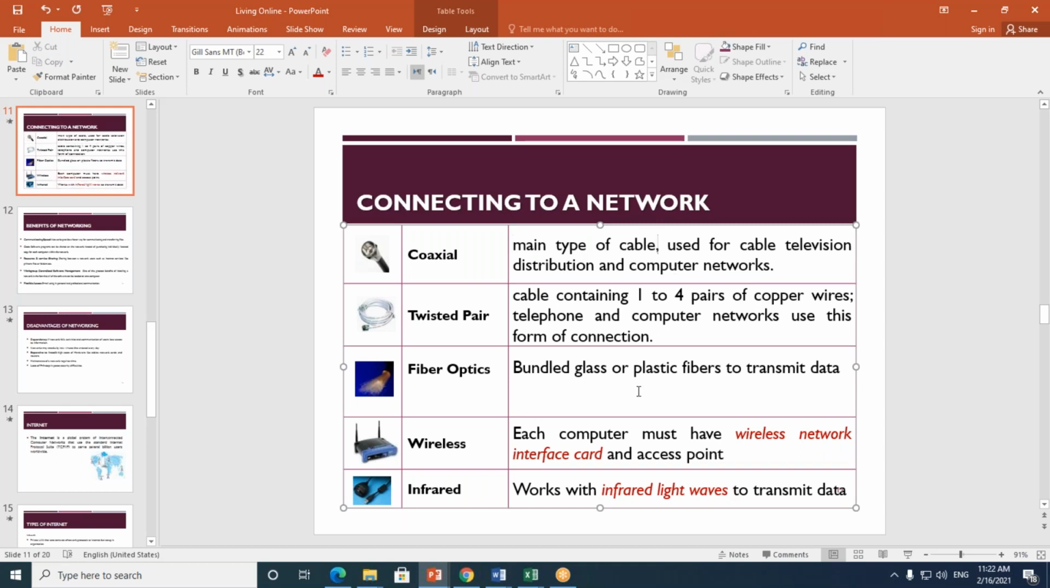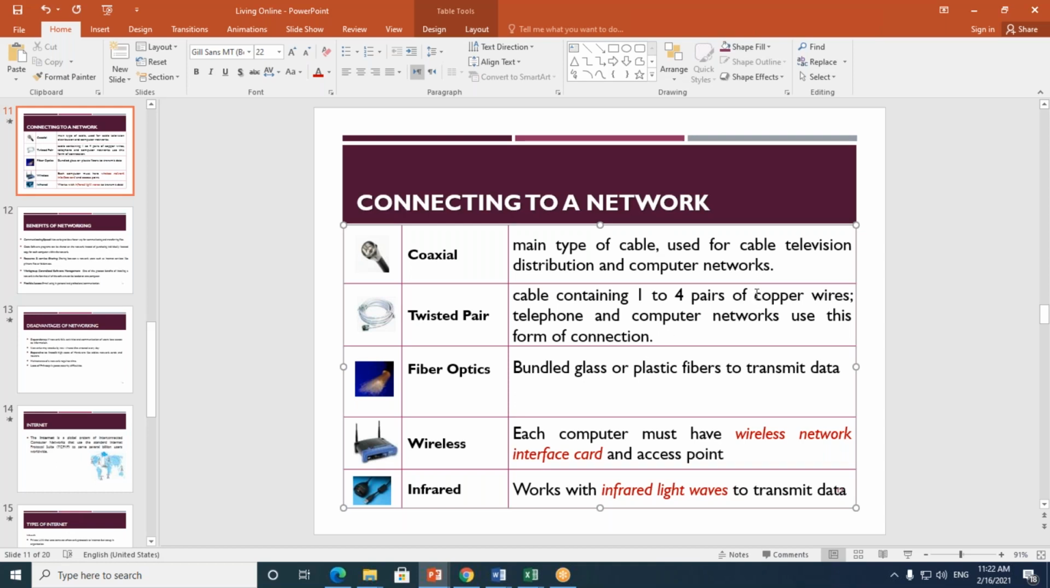Matching plus gives you the definition. It is the main type of cable used for cable television distribution and computer networks. Who is he? He is coaxial. So you match coaxial with this definition. If we come to twisted pair, it is a cable containing 1 to 4 pairs of copper wires. Okay.